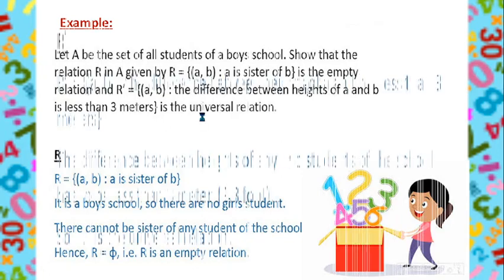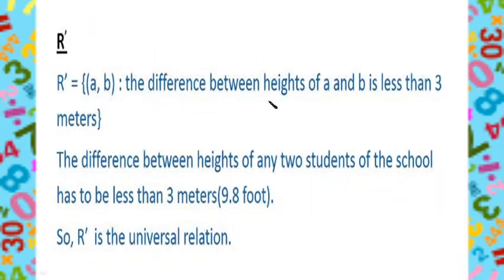Now let's talk about the other relation: the difference between the heights of a and b is less than 3 meters. 3 meters is too much. The difference between the heights of any two students of the school has to be less than 3 meters. So this means this is a universal relation, because it will definitely be possible that the difference between the heights will always be less than 3 meters.